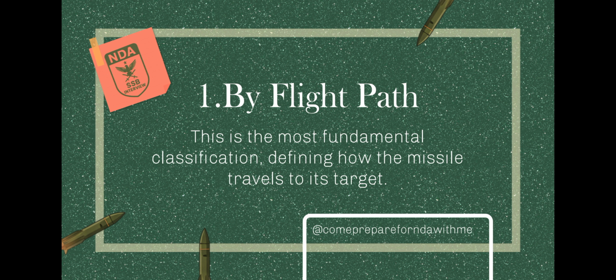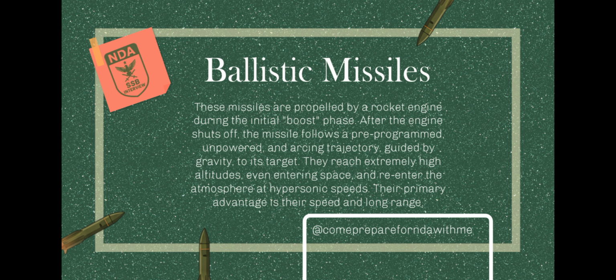The first basis on which these missiles are classified is the flight path. Now, this is the most fundamental classification, defining how the missile travels to its target. Based on the flight path, the missiles are divided into two parts. First are the ballistic missiles.